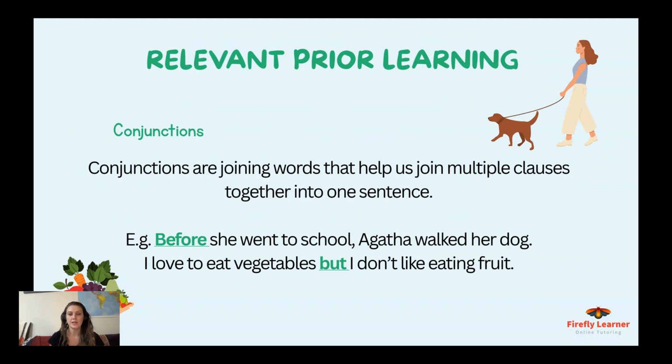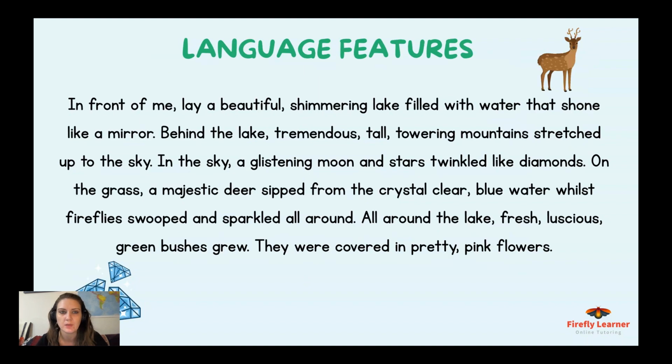I love to eat vegetables, but I don't like eating fish. But here is a coordinating conjunction. So there are two main clauses, and the but tells us they sort of contrast with each other in some way. So have a look at the setting description again and see if you can find the conjunctions. You can pause the video again whilst you try and find them.